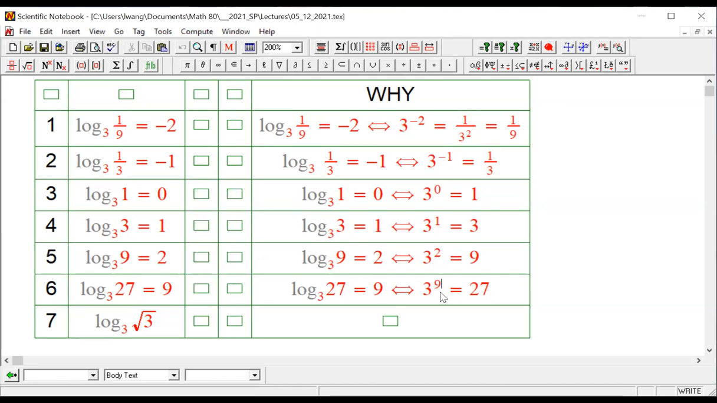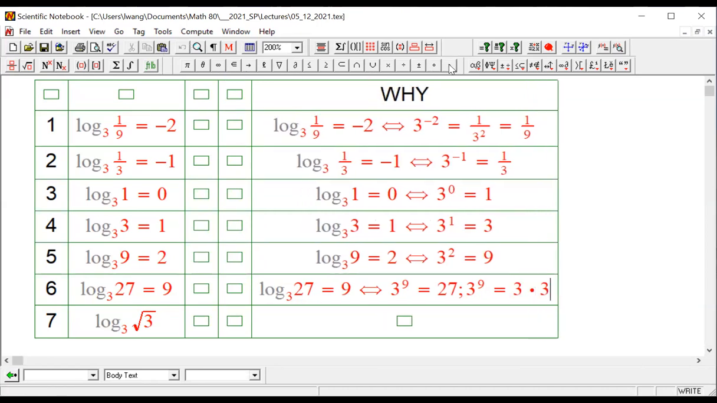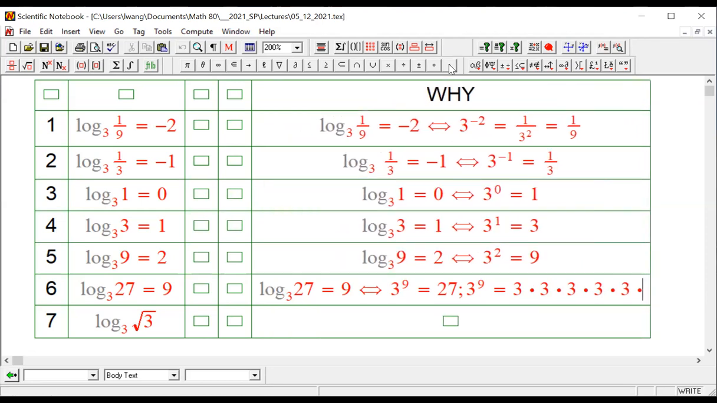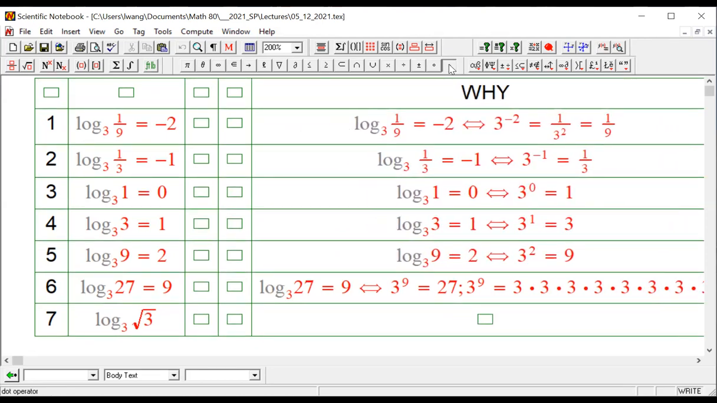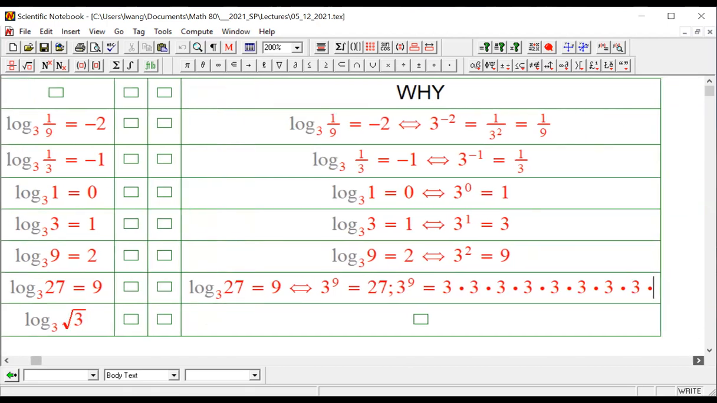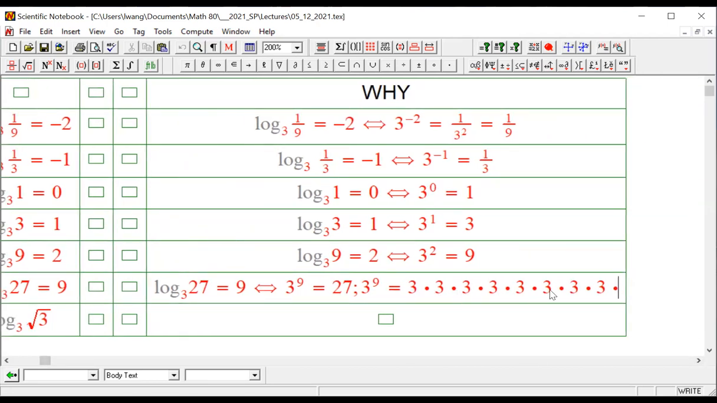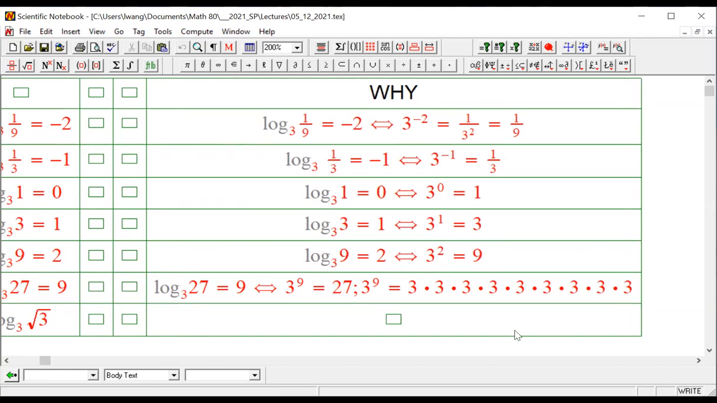3 to the power of 9 is equal to 3 times 3 times 3 times 3, how many times? 9 times. 1, 2, 3, 4, 5, 6, 7, 8, 9. So would that be true? No, that's not true, right? So 9 is not the answer. So 9 is wrong. So what answer should it be?